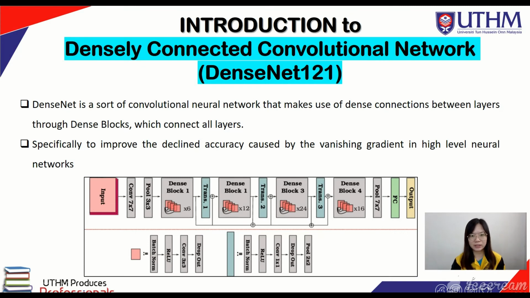Okay, so introduction to DenseNet. Densely connected convolutional network is also known as DenseNet 101. DenseNet is a sort of convolutional neural network that makes use of dense connections between layers through dense blocks, which connect all the layers. It is specifically designed to improve the decline in accuracy caused by the vanishing gradient in high-level neural networks. You can see the diagram here.